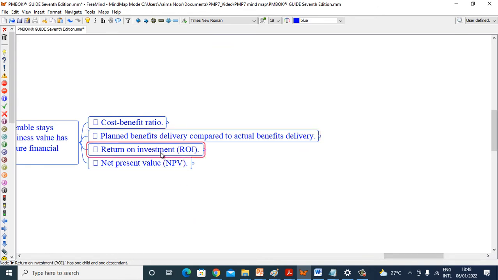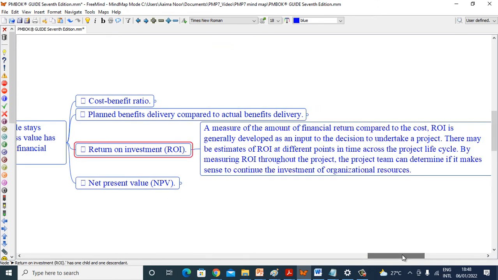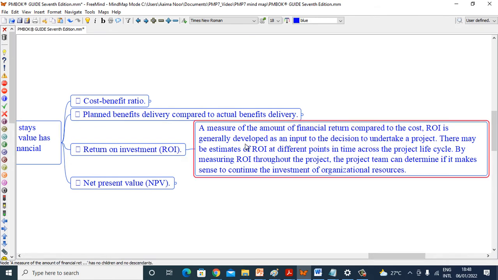Now see return on investment, ROI. A measure of the amount of financial return compared to the cost. ROI, return on investment, is generally developed as an input to the decision to undertake a project. There may be estimates of ROI at different points in time across the project life cycle. By measuring ROI throughout the project, the project team can determine if it makes sense to continue the investment of the organizational resources.